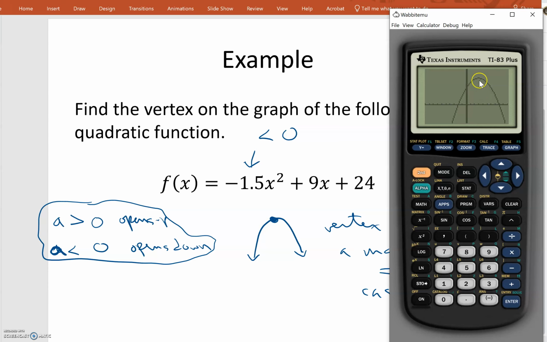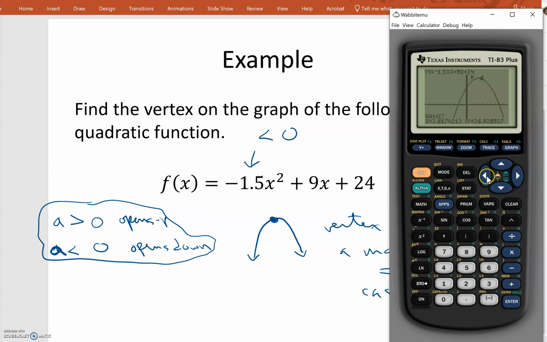So I want to find the coordinates of this vertex. Now this is a maximum, so we actually have a function that allows us to find this. If you go to second trace or second calc, you see number 4 says maximum. That's what we're going to use here. To use the maximum function, it asks me for a left bound. That means move your cursor to the left of the vertex. If the vertex I think is around here, my left bound is anywhere over here. Hit enter. Then it's going to ask me for a right bound, so I'll move my cursor anywhere to the right of the vertex.